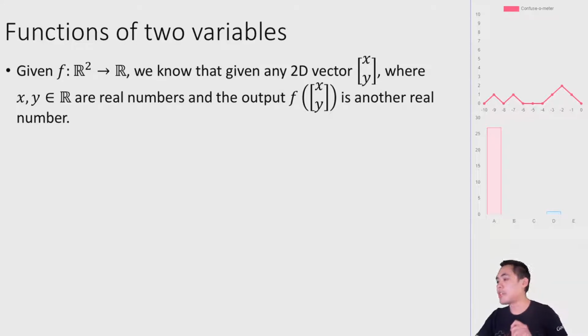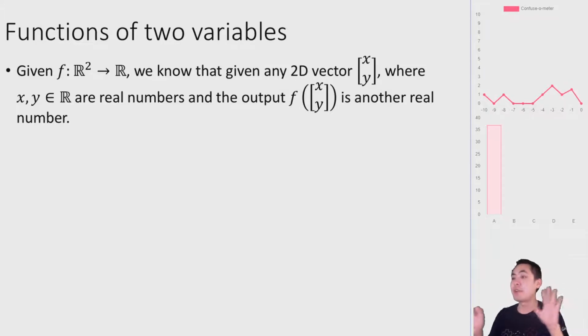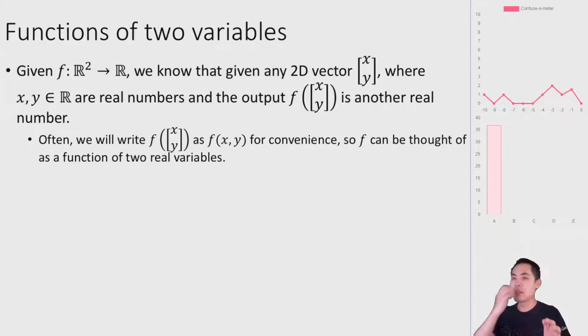Let's see, we have a question. Can you go from 2D to 3D, or would that not be a function? You can absolutely go from 2D to 3D. You can in fact go from any dimension to any dimension, and you can still have a function, depending on what you write down, of course. In this case, this is one of the most common types of multivariable functions. Instead of writing in this vector way, we often write it just f of x and y for convenience. So f can be thought of as a function of two real variables.